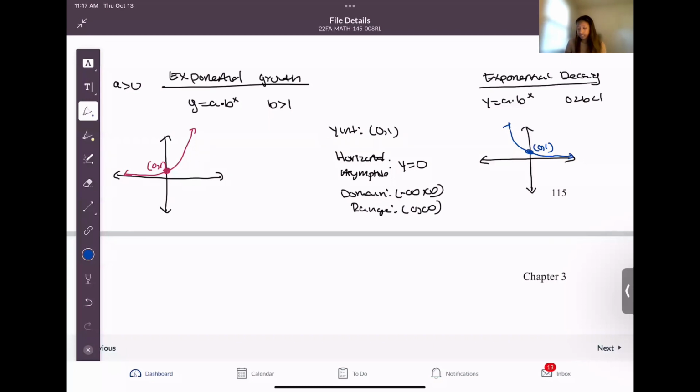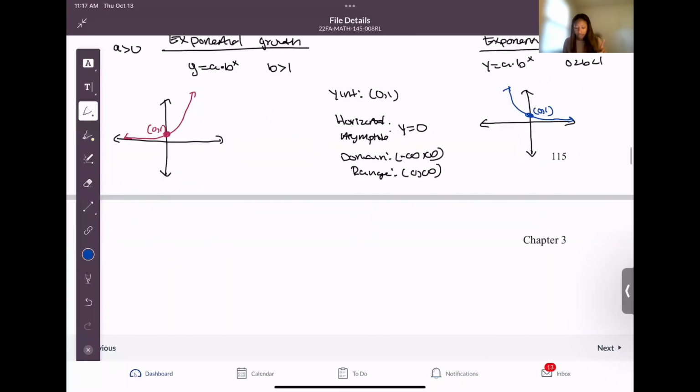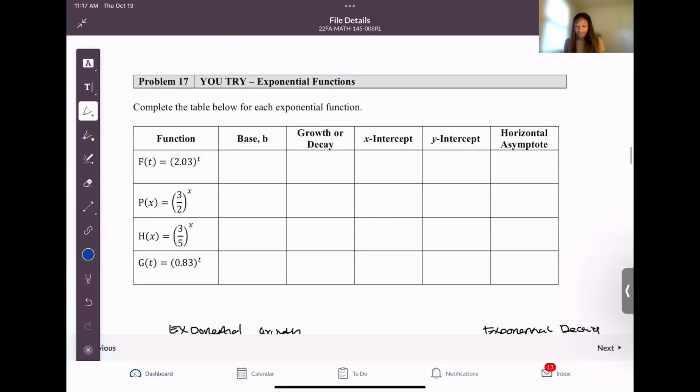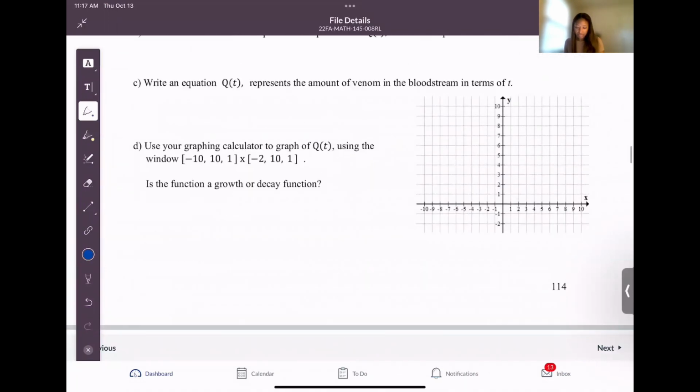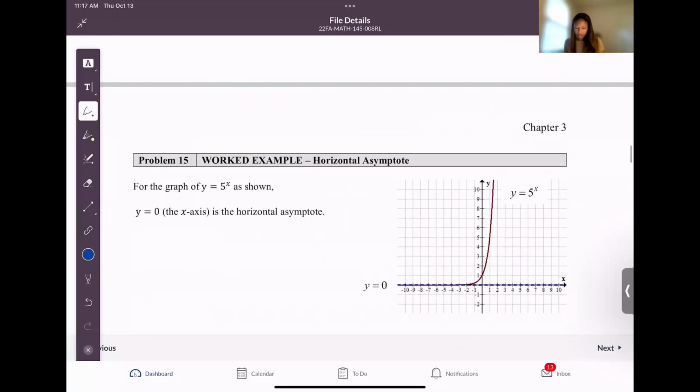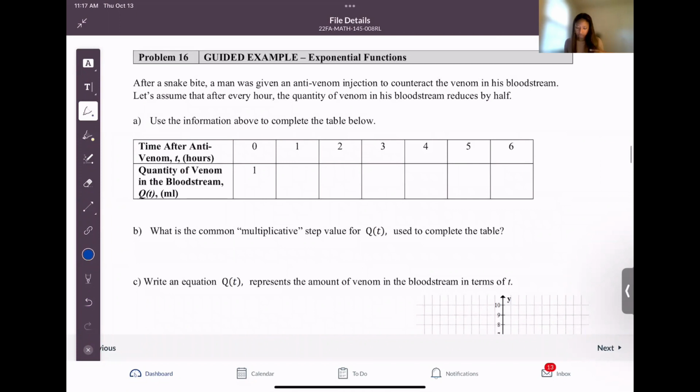All right. I always like to summarize that. We're just going to take a couple more minutes to definitely do problem 17, and then I wanted to do problem 15, which is already worked out for us. We can do problem 16 too.